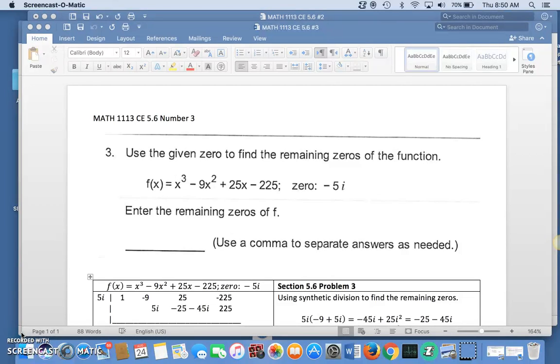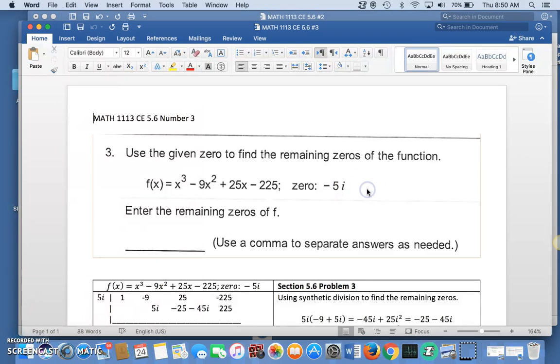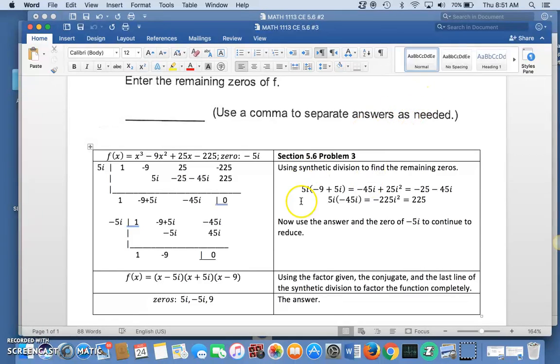Okay, this is section 5.6. This is problem number 3. They give you a zero and a function, and you're trying to find the remaining zeros. Well, if they give you negative 5i, you know that there's one more zero that's plus 5i, but we can use synthetic division to come on down and find the missing zero.